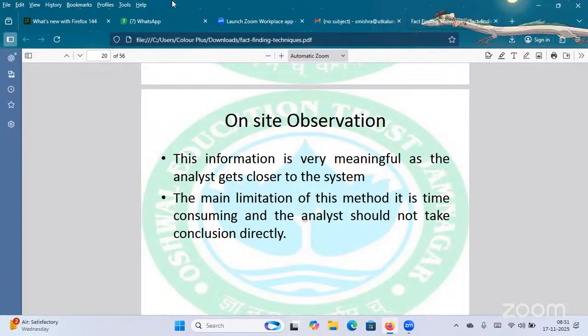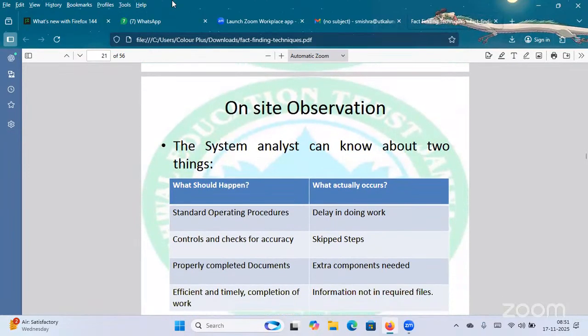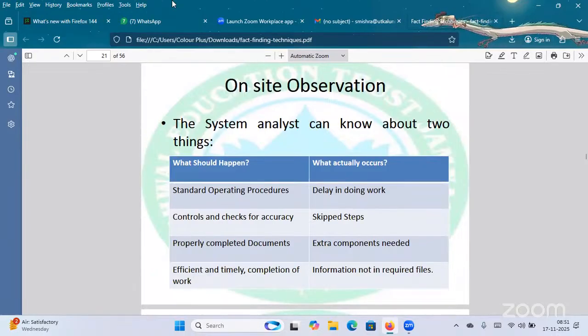That is on-site observation. So the system analyst can know about two things. That is what should happen and what actually occurs. That is the standard operating procedures, then controls and checks for accuracy, and properly completed documents, efficient and timely completion of the work. So that is what should happen in the new system, and what actually occurs while observing the system.